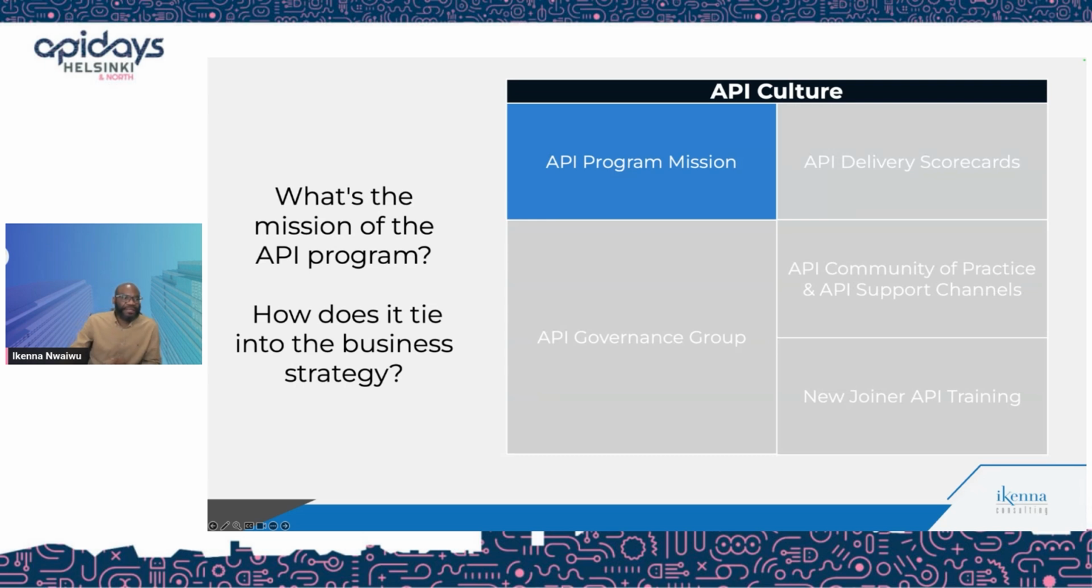I'll start by talking about the API program mission box. Here, for each sub-box, we are just asking questions. This canvas is about asking questions to make sure that we have the right things in place. So it's almost a combination of a checklist and a canvas. The first thing to ask is, what's the mission of the API program? And how does that mission tie into the business strategy?